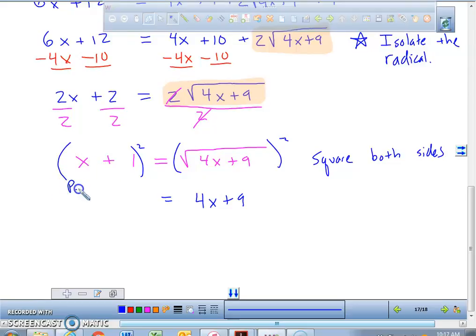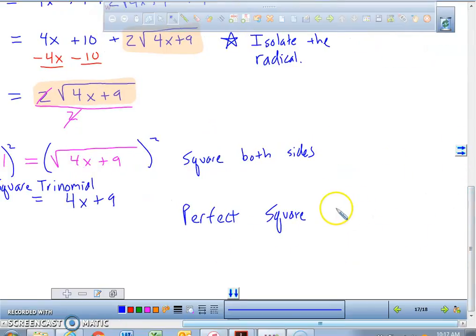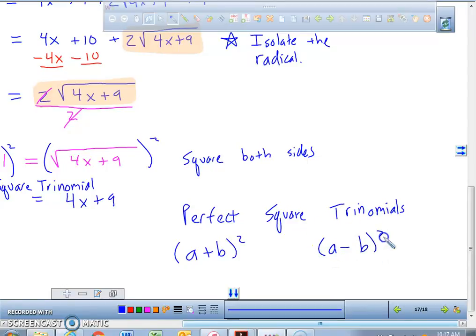This right here, everybody, I'm going to write down. This is what's called a perfect square trinomial. And there's a shortcut for perfect square trinomials that you need to know in your journal. So right now, in your journal, I want you guys to write perfect square trinomials. There's two rules. I have a plus b squared, or I have a minus b squared.